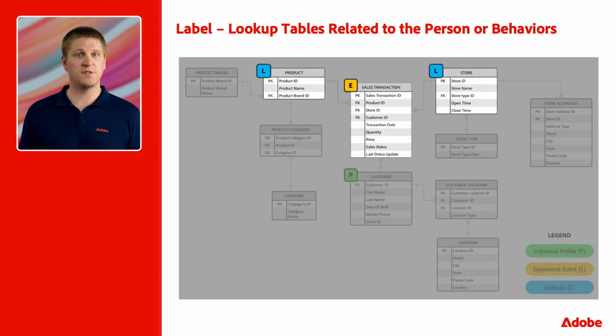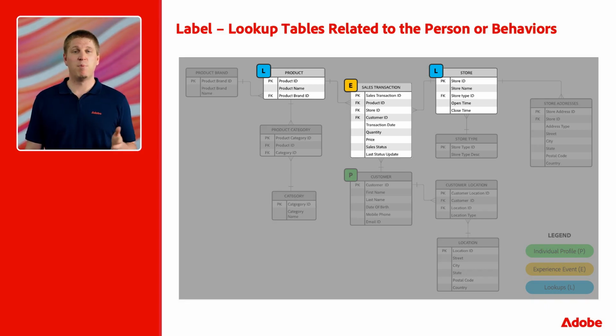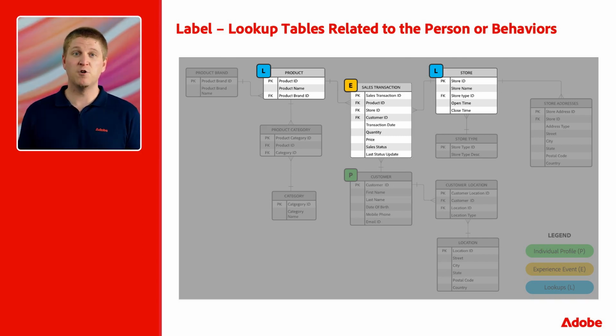To validate this, you can read the relationship as so. One record from the sales transaction table can relate to one product. Likewise, one record from the sales transaction table can relate to one store. In this case, both tables would be labeled with an L, representing that they're assisting in describing the behavior, in this case, of a sales transaction. There are no other lookup tables at this point, and so we can conclude the label step.